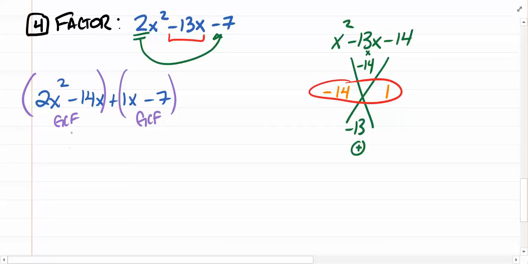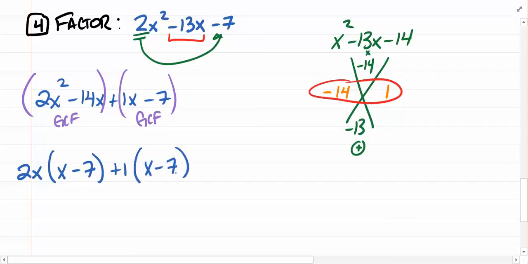This is going to give me 2x multiplied by an x minus 7. This is an interesting one because it looks like there's nothing I can take out, but you can always take out the number 1, leaving you with an x minus 7. And if you don't see it, just multiply it back through. What's 1 times x? It just gives you 1x. What's 1 times negative 7? It just gives you your negative 7. So you're good to go.